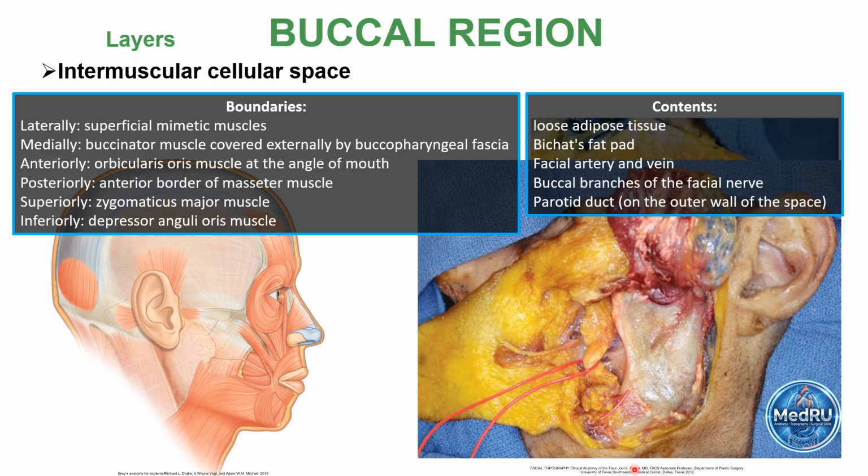The parotid duct does not pass through the space itself, but rather on its outer wall, along the surface of the masseter muscle, separated from the tissue by a deep layer of fascia. However, in cases of extensive phlegmon, it can become involved in the process.